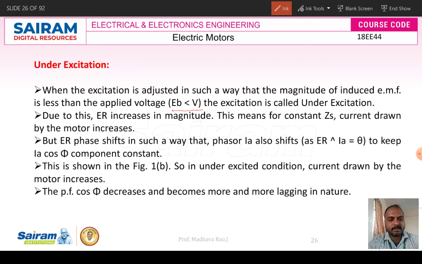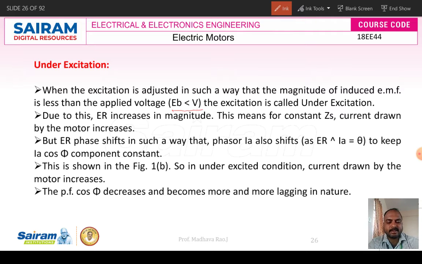in such a way that the phasor IA also shifts. So, ER is in phase with the IR. Once ER is phase shifted, IA also will be phase shifted. The angle between ER and IA is equal to theta here, where theta represents the angle between ER and IA. So, here IA cos phi component is constant. Once it is in phase, then IA cos phi will also be constant.